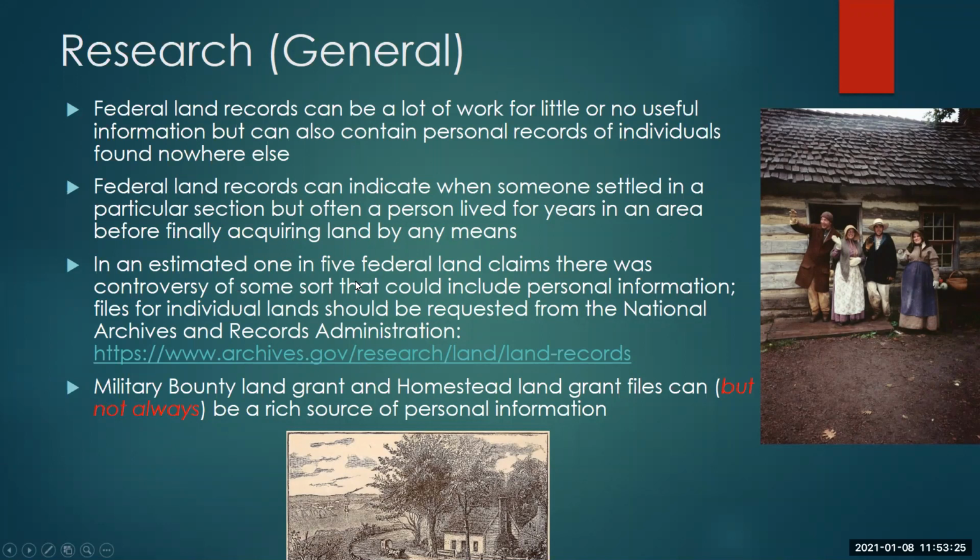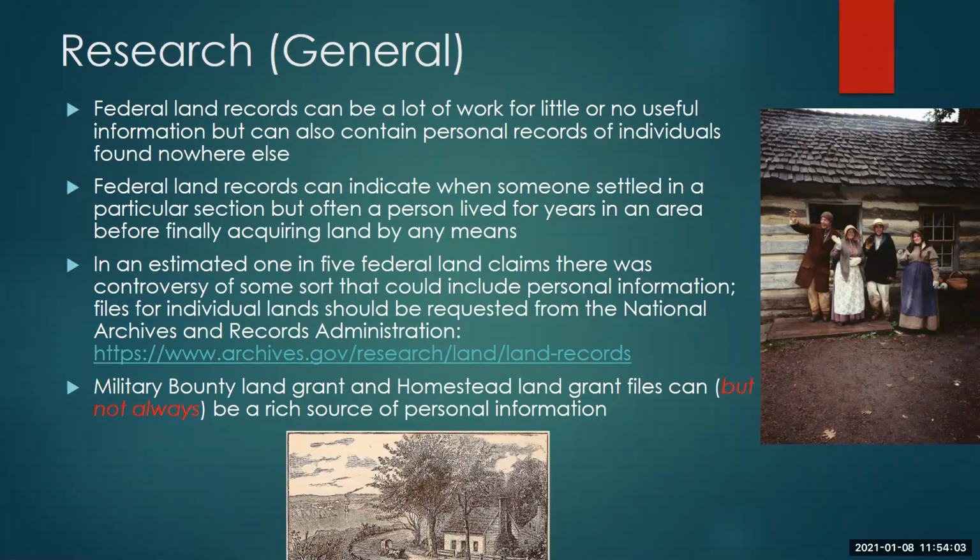Now, each piece of federal land has a file on it at the National Archives and Records Administration in College Park, Maryland. 4 out of every 5 of these files contains nothing you don't already know. It will tell you when your ancestor made the payments on the land, when your ancestor received the land, when the formal patent, that is the land grant, was issued. Nothing that really helps you in your research.